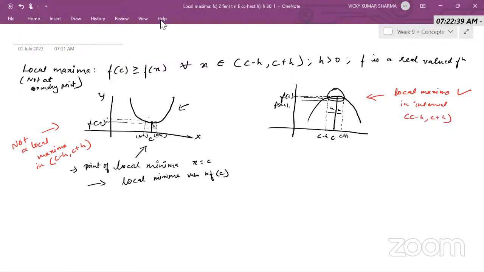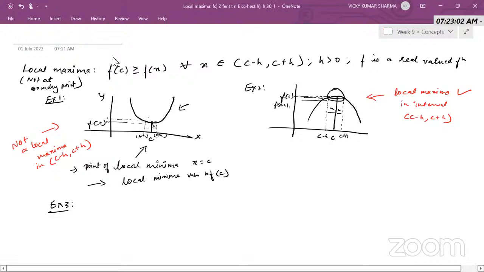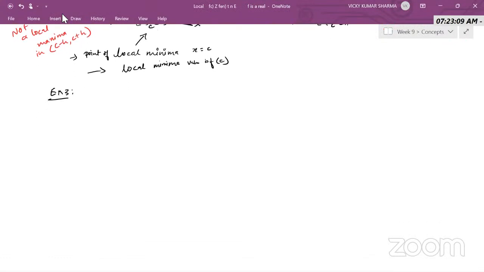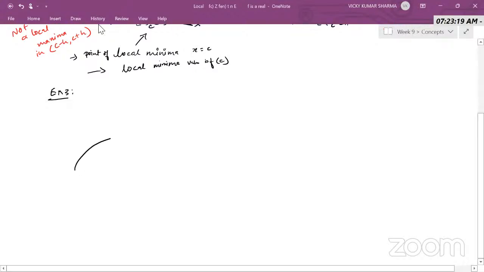Now let's take another example and discuss this local maxima and local minima. Then our concept gets clear with this. So let's call this example 1, this is example 2, and discuss example number 3. So in example number 3, let's discuss some of the breakage points where we see this.